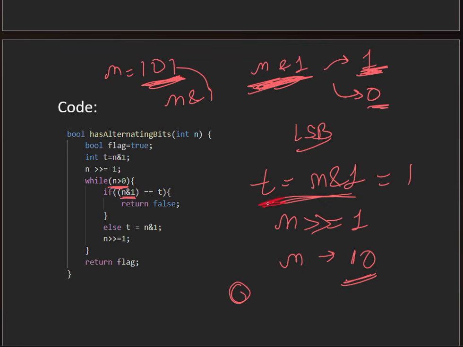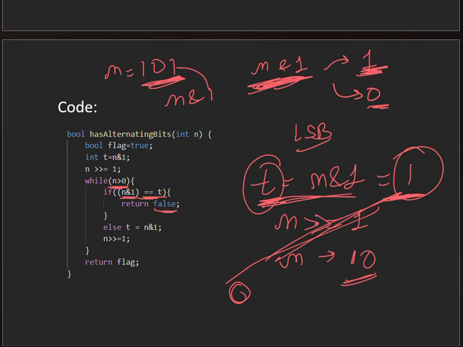But in t, what was our previous t? So t was 1. If we check whether it is equal to t or not, it is not equal to this t, right? That means we don't have to return false. Both the adjacent bits are different, right? Then again we right shift by one bit. So what we get now? Now we get 1. Okay. So 1 AND 1 is 1, right?